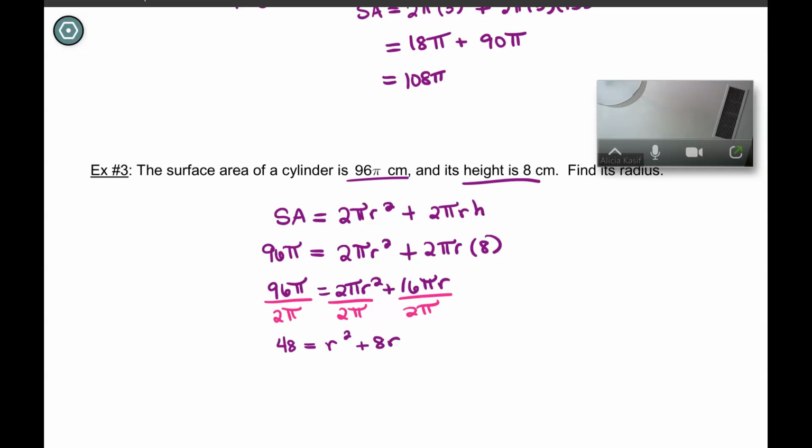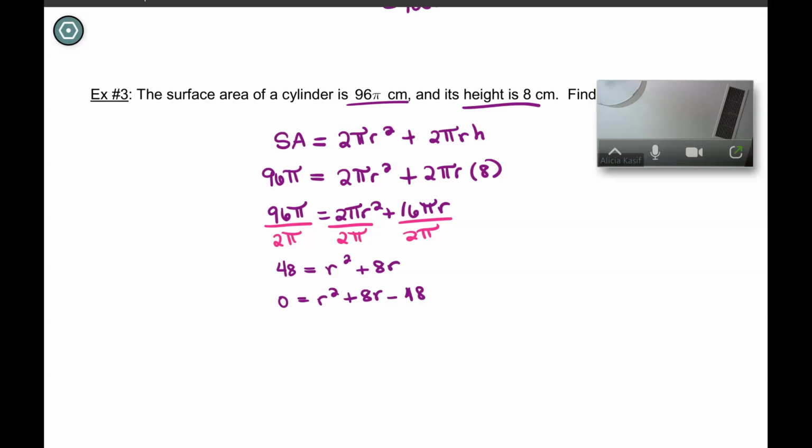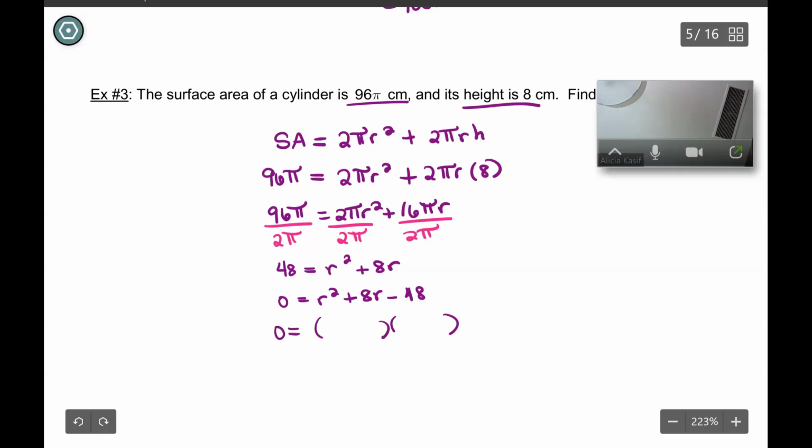So when we're working with quadratics, we want to get everything on one side. So I'm going to make this equal to 0. So I have r squared plus 8r minus 48. Now, let's see if it factors, because if it doesn't factor, we have to go back and think back to the quadratic formula.